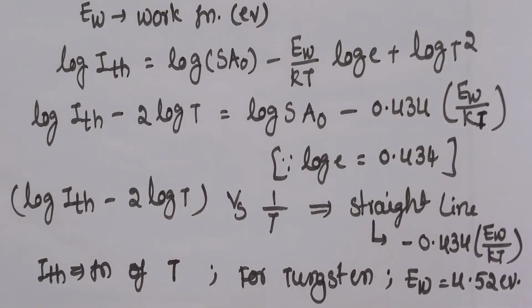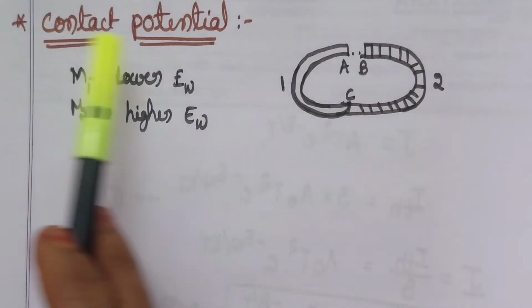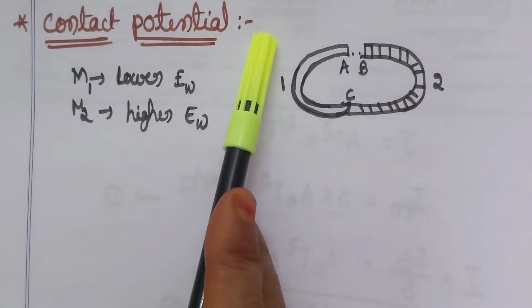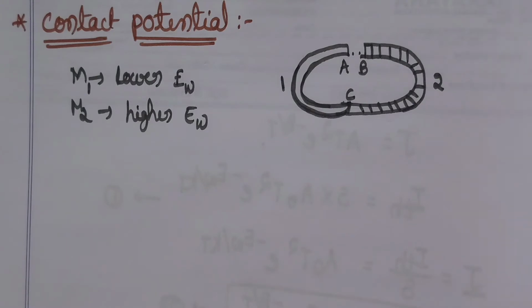I_th and T can be determined experimentally. I_th is a very strong function of T, that is the temperature. For tungsten, the work function EW is equal to 4.52 electron volts. This is a predetermined value. Let us discuss contact potential, which helps us to understand the above concept in detail.